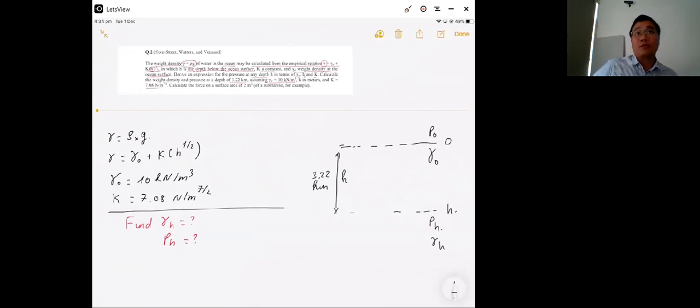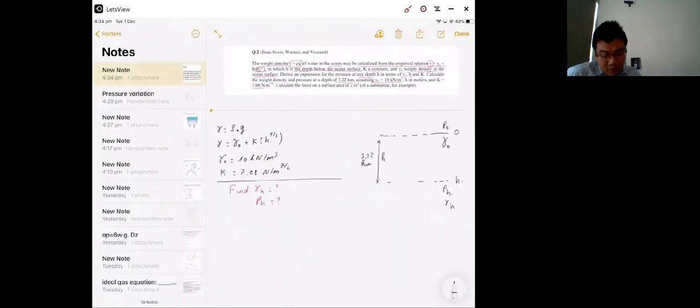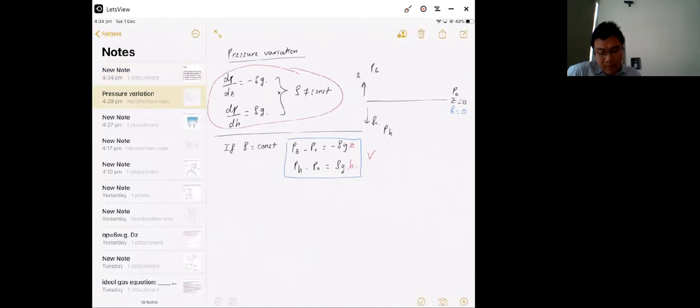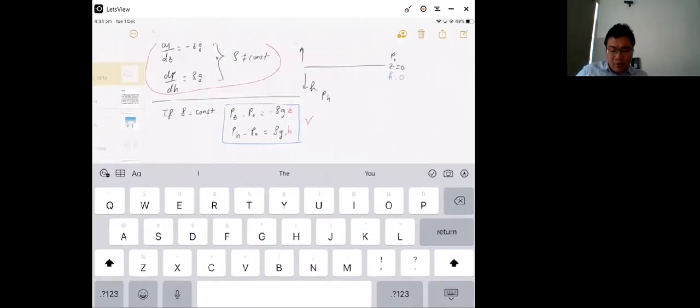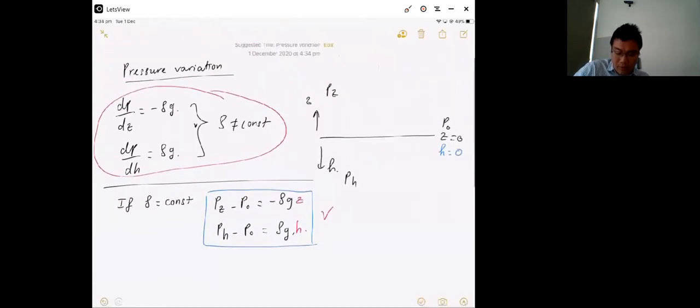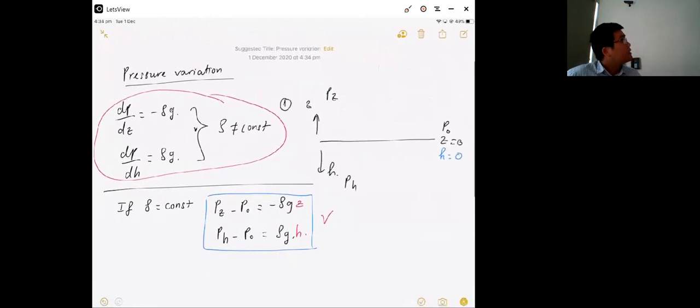Okay, this is question 2. You see in this question, the density or the weight density is not constant. Density and weight density depend on S. As I said, when the density is not constant, you have to use equation 1: dP over dz equal to minus rho z, or dP over ds equal to rho z, when density is not constant.